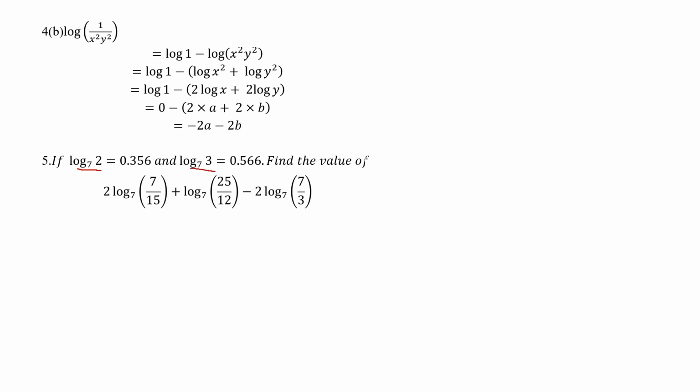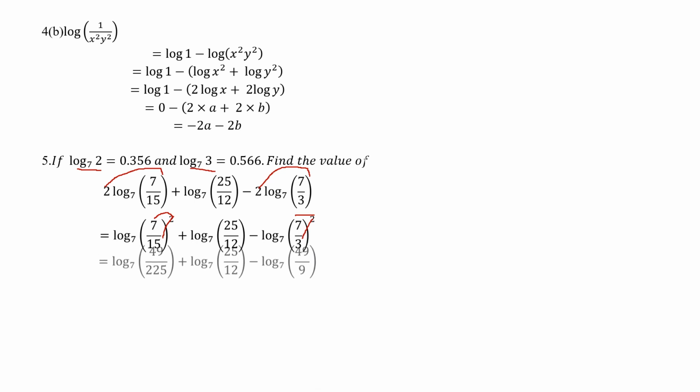So the first step, we're going to make the 2 come back here and also that 2 to come back there. Then we are going to make the power square whatever is inside the bracket. Also the 2, we're going to square them. So the 7 squared becomes 49, the 15 squared becomes 225, and here the 7 squared becomes 49, the 3 squared becomes 9.